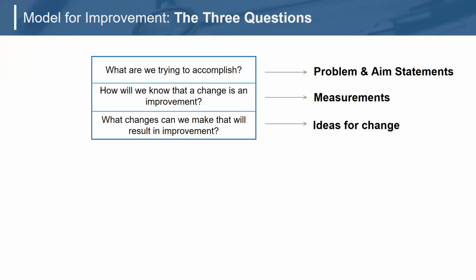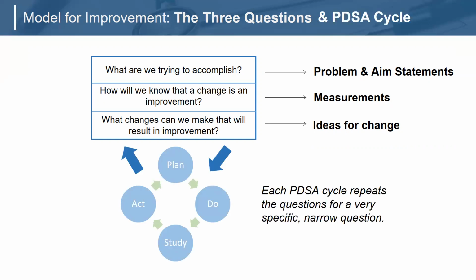And the third question is, what changes can you make that will result in an improvement? So those are your change ideas. And those are the things that you're going to test out to see whether or not they're going to work in the system. So those being our 3 questions, we also have PDSA cycles.